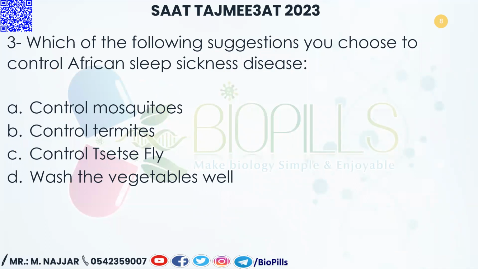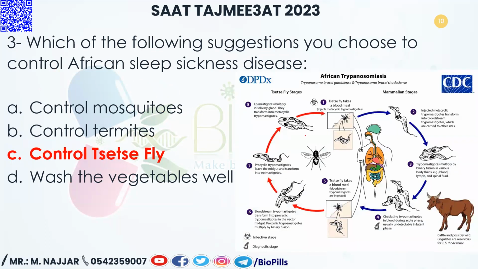3. Which of the following suggestions would you choose to control African sleeping sickness disease? What is the proper answer here? How to control the tsetse fly, which is transmitting the parasite. Yeah, that's true. In the African sleeping sickness, the tsetse fly transmits the trypanosoma. Of course, if you remove or eliminate the tsetse fly, the life cycle will be stopped. That's true.